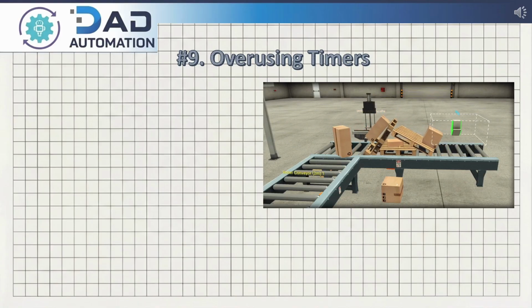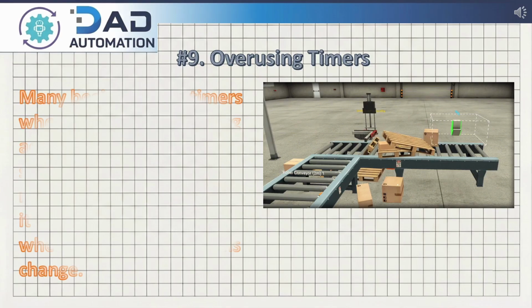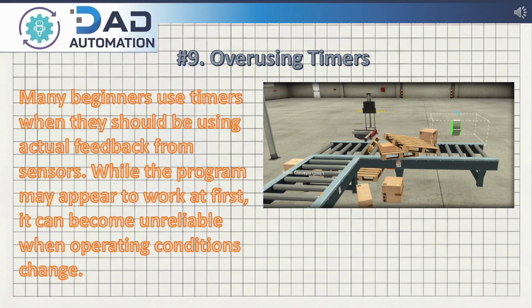For example, imagine a conveyor moving a product from one station to another. A beginner might assume the product always takes 5 seconds to reach the next sensor and use a timer instead of checking the sensor itself. But what happens if the conveyor speed changes, the product gets stuck, or the load becomes heavier? The timer will still expire after 5 seconds, even though the product may not have reached its destination. This can cause machine faults, incorrect operation, or product damage.